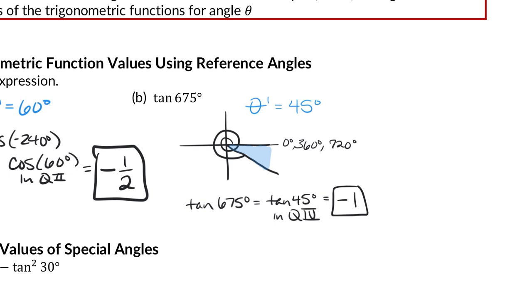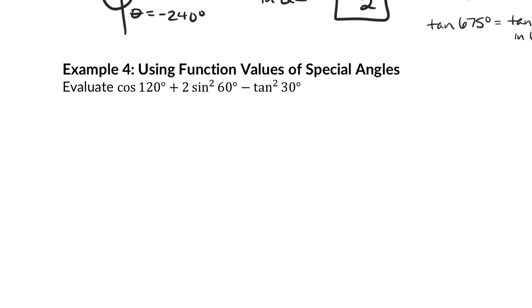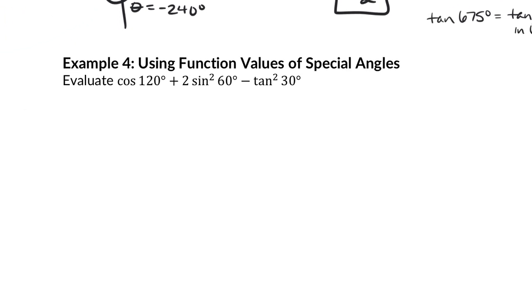Now this kind of problem can become a part of a bigger problem. So what if we use these special angles and I wanted you to evaluate the following? I want you to give me the number that cosine of 120 degrees plus 2 times sine squared of 60 degrees minus tangent squared of 30 degrees is. It may sound scary. It'll be fine. Don't panic.